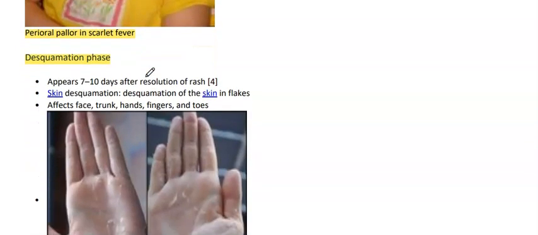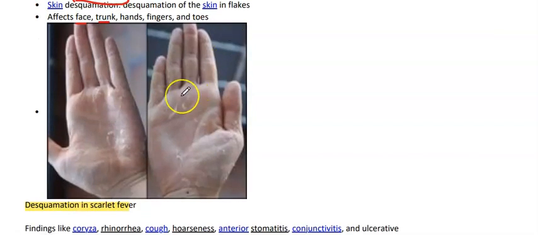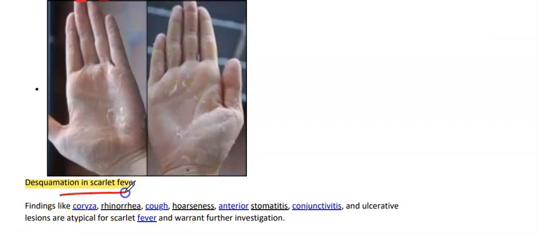Then we have the desquamation phase, which appears 7 to 10 days after resolution of the rash. There is desquamation of the skin in flakes, affecting the face, trunk, hands, fingers, and toes. And this is the image showing desquamation in scarlet fever. Findings like coryza, rhinorrhea, cough, hoarseness, anterior stomatitis, conjunctivitis, and ocular lesions are atypical for scarlet fever and warrant further investigation.